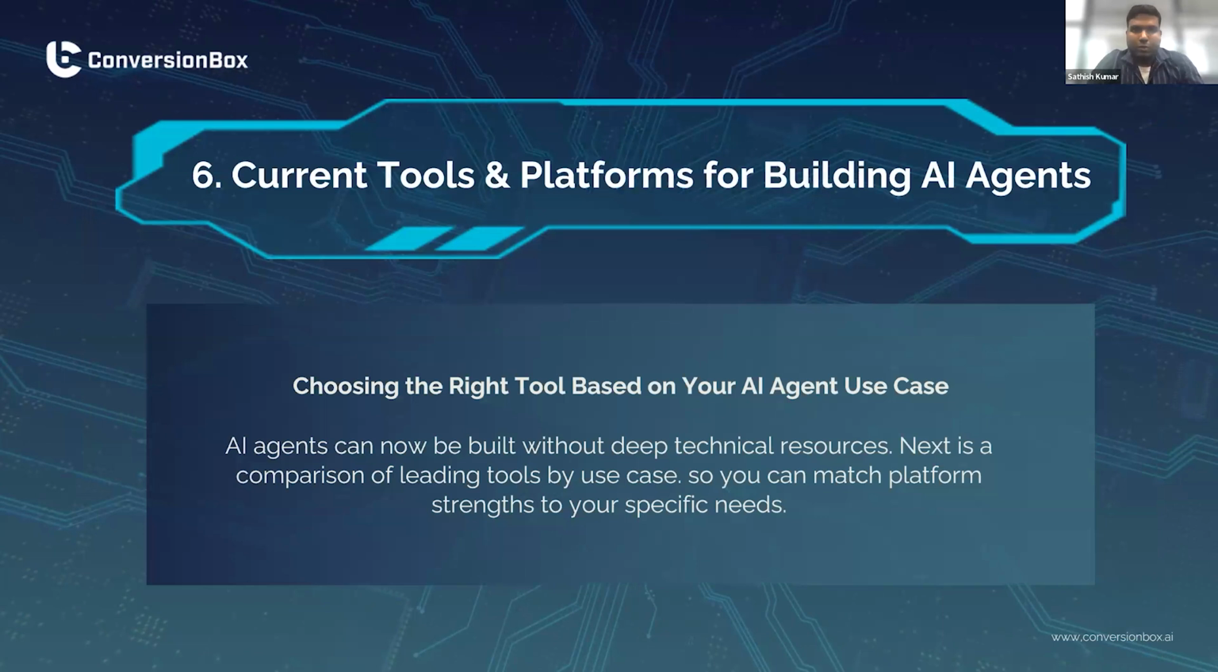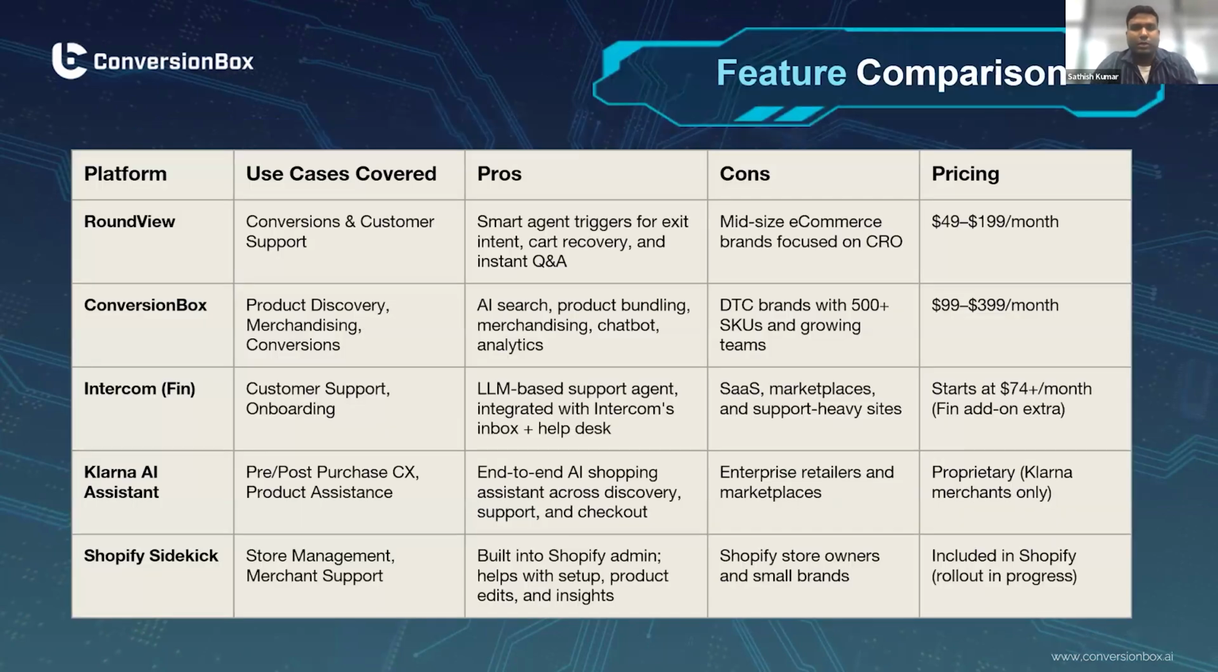So, some of the current tools, we wanted to show you at least the pre-built tools that help in building these AI agents. Depending on the use cases, if you're trying to just improve customer support and conversions, definitely Roundview is a better option. There are agent triggers, exit intent, all these things available in the platform. You can try that. And ConversionBox is an AI agent for product discovery, merchandising, and also shopping assistant. So ConversionBox can handle those things.